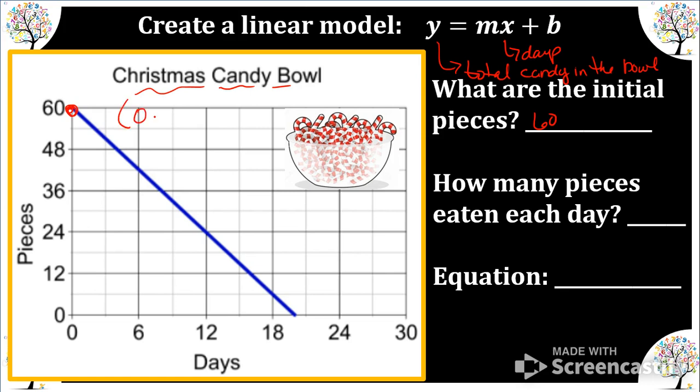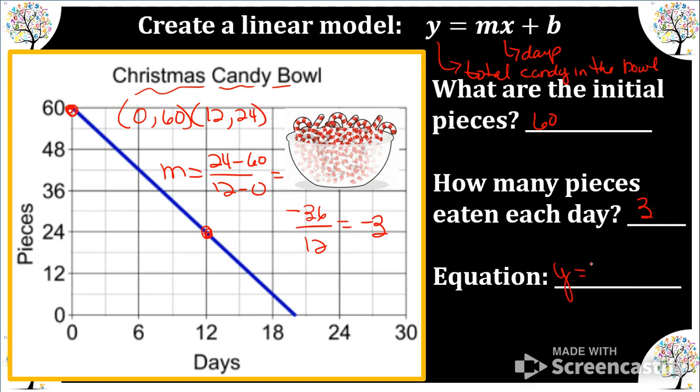So we're going to take 2 ordered pairs to find that rate of change. I'm just going to pick this one right here. So (12, 24). Our slope, y2 minus y1 over x2 minus x1. So we have negative 36 over 12, and that gives us negative 3. So there were 3 pieces eaten each day. When we write the equation, we will use the negative.